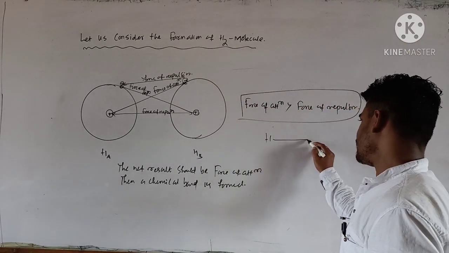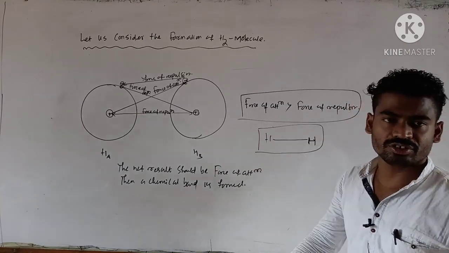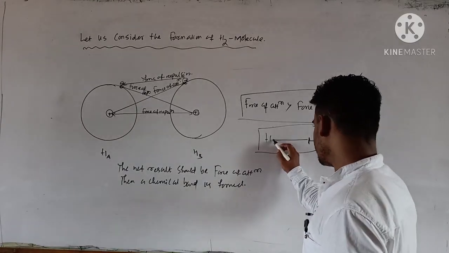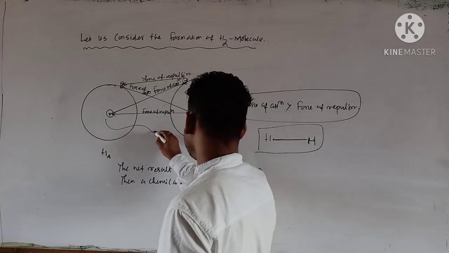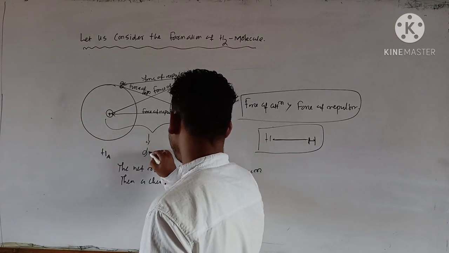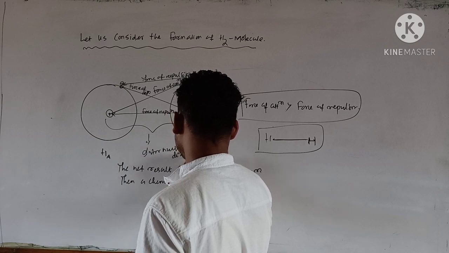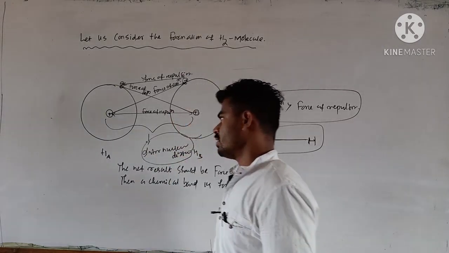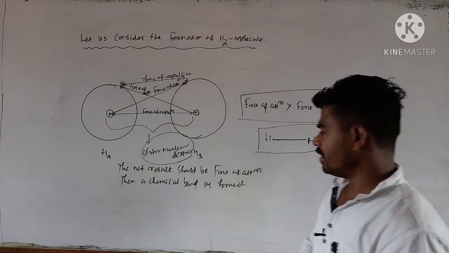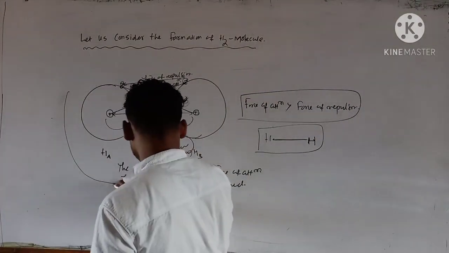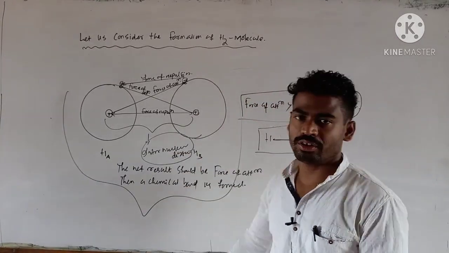Whenever this H-H bond formation occurs, that means the force of attraction predominates over the force of repulsion. That distance is called the internuclear distance. As a result, the formation of a hydrogen molecule takes place, and the net potential energy of this system becomes less than that of isolated hydrogen atoms.